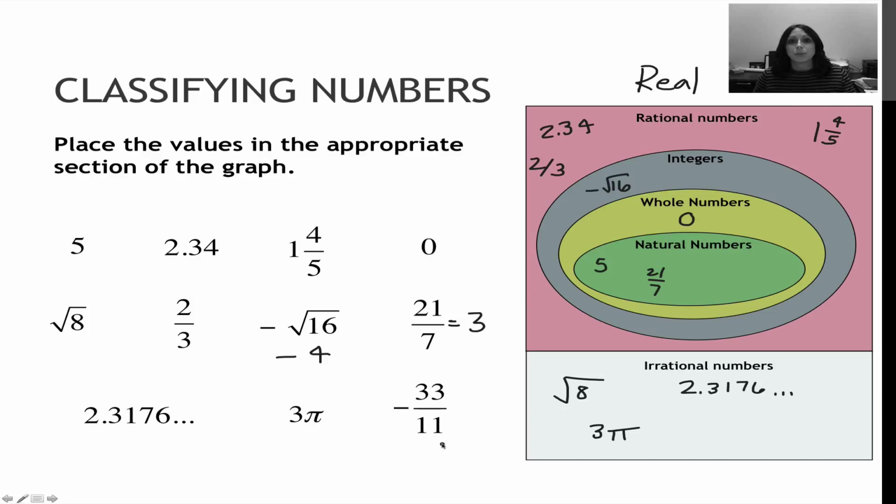And then negative 33 over 11. If I divided 33 by 11, I would get 3. Keep that negative out front, so negative 3. Negative 3 is not natural because it's negative, not whole because it's negative, but it is a nice number with no decimals or fractions, which means it goes here in the integer section. So that's how we would classify all of those numbers.